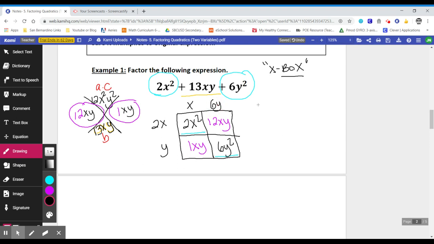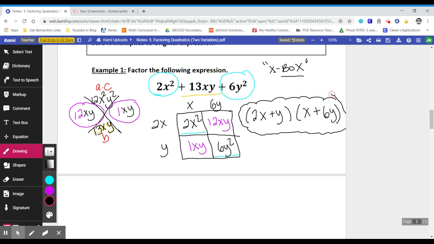So now my final answer is going to be a binomial multiplied by a binomial. In this case, it doesn't matter which order you write first. You can write 2x plus y multiplied by x plus 6y as your final answer. So this will be my final answer. If you switch the order, it doesn't matter. Like, who cares, right? 2 times 3 is 3 times 2. Same answer. So if you write it backwards, x plus 6y times 2x plus y, same exact thing.